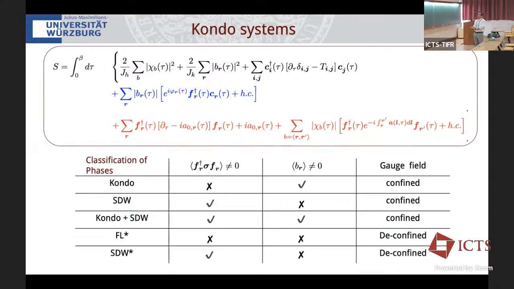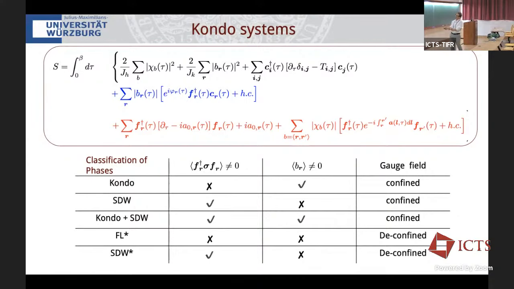We can have a spin density wave phase where you have a condensation of this, no Higgs mechanism, this is confined. We can have the combination of the two, Kondo and SDW, right? Where this is condensed, there's a Higgs mechanism and the gauge field is confined. And then there are these star phases where the gauge field is deconfined. Here there's nothing, no condensation of the Fs. This is what you call a Kondo breakdown phase, and then an SDW star phase if you take a Z2 field. I think this could also exist. We won't see this one actually, so I won't go into this. So you have a possibility to understand all these phases.